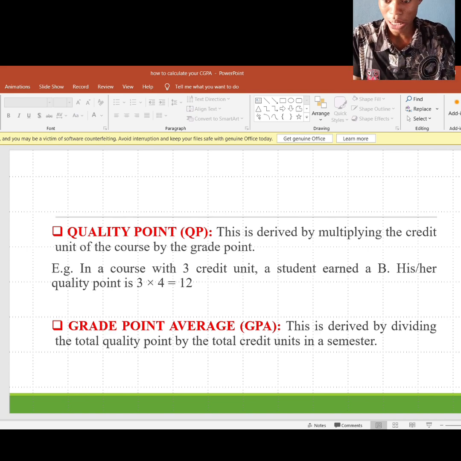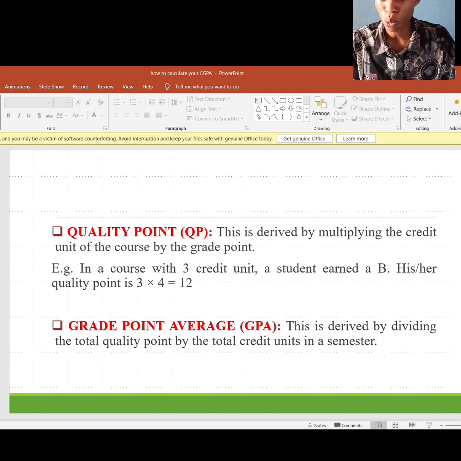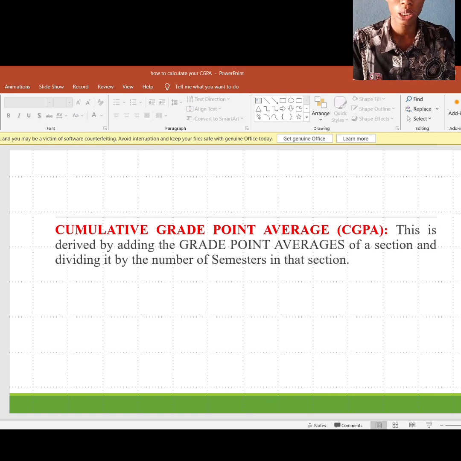We'll be doing the practical, but I'm just introducing you to the terms. We'll be using somebody's result to calculate this, so you just see how it works in a very short time. Now, cumulative grade point average, just like I've explained, is derived by dividing the grade point averages of a section by the number of semesters in that section.